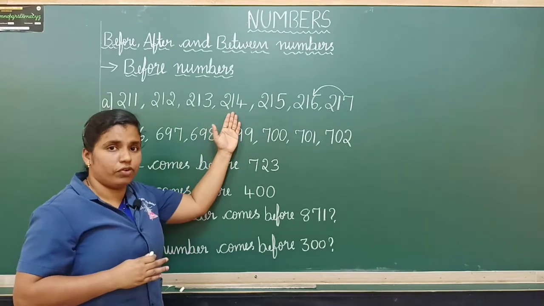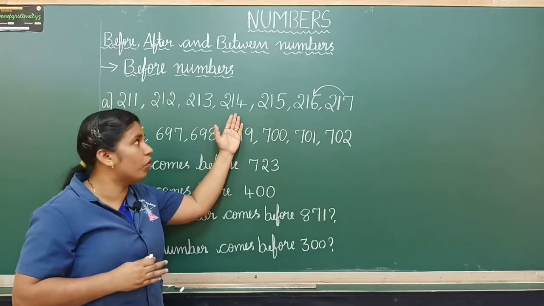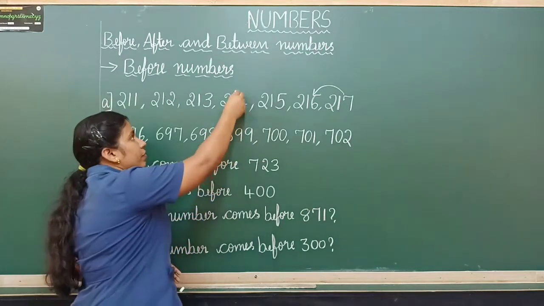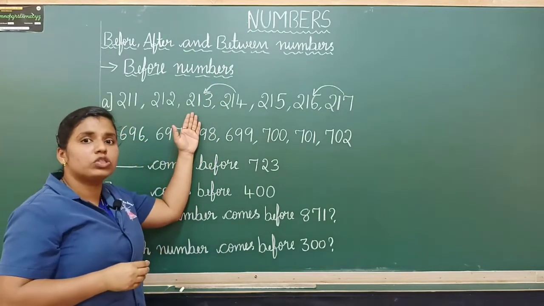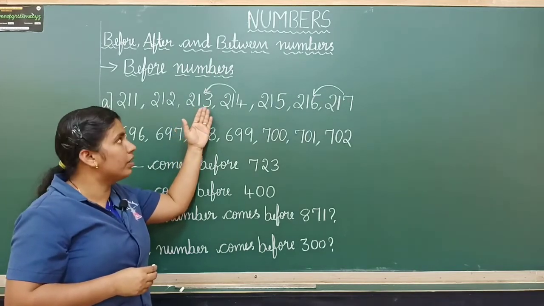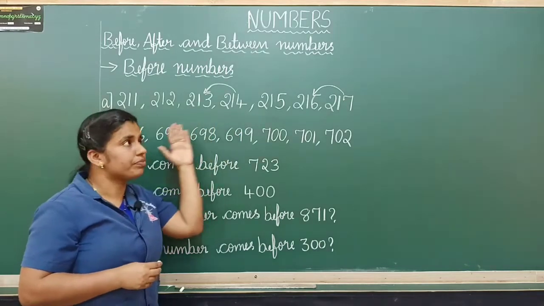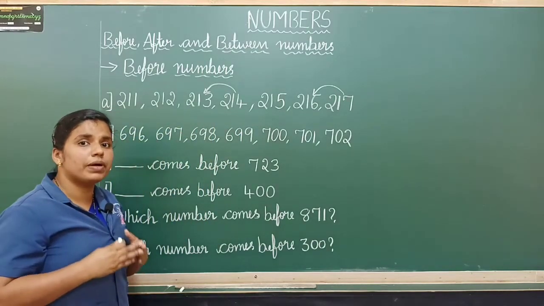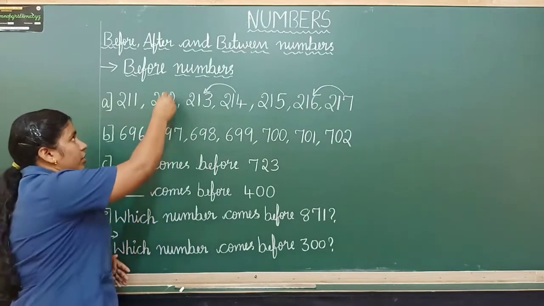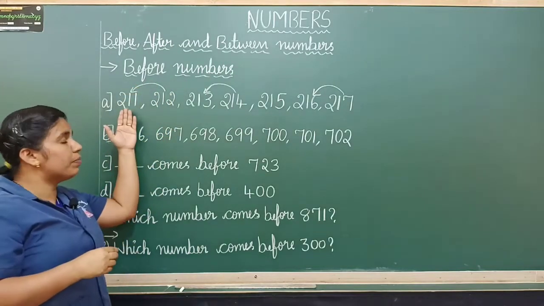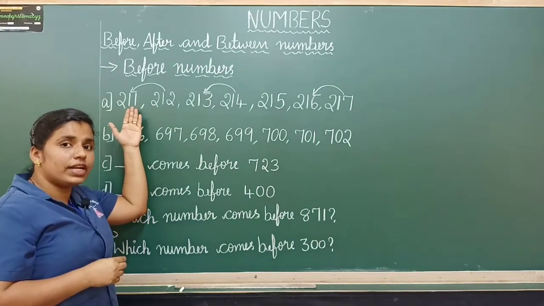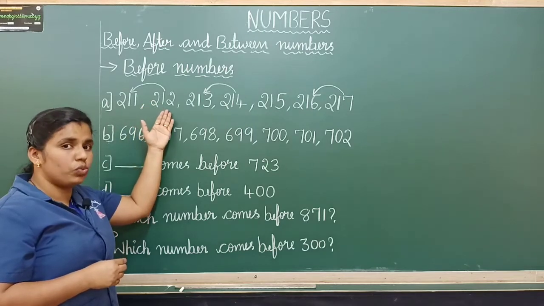What about 214? Which number comes before 214? If you start counting backward, the first previous number is 213, and 213 will be the before number of 214. Tell me now, which number comes before 212? Again, if you count backward, the first previous number is 211. Therefore, 211 comes before 212.